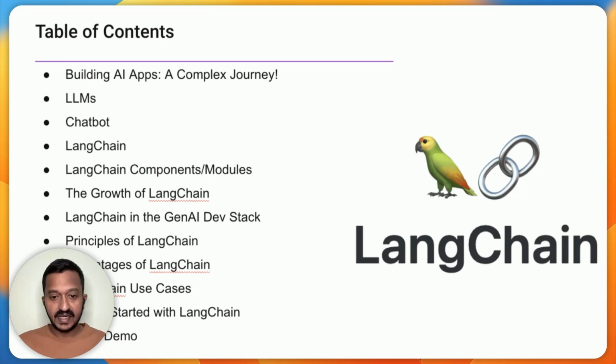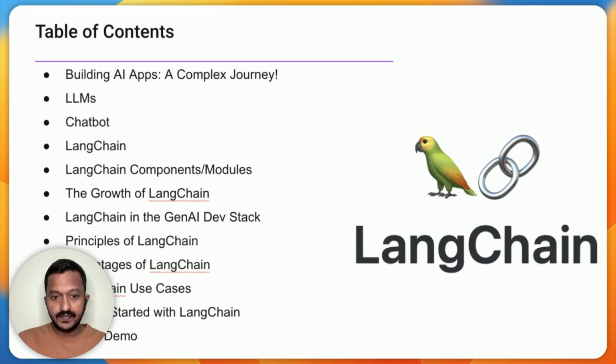where LangChain sits in the GenAI dev stack if you're building generative AI applications and systems. And we will talk about the principles of LangChain, what LangChain basically is, and why people usually use LangChain. And then the advantages of LangChain, some LangChain use cases, and getting started with LangChain, and then at the end I have a simple RAG demo to show you how you can use LangChain to build retrieval augmented generation applications.